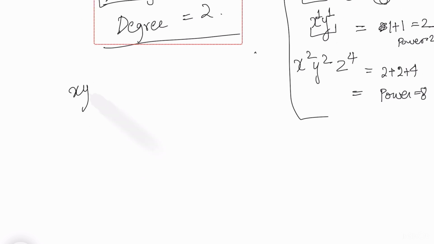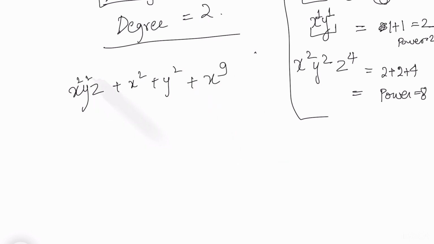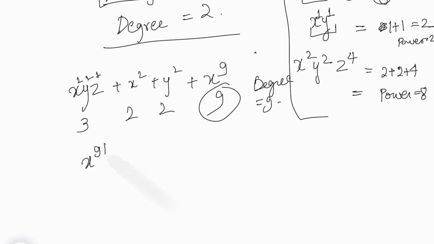Suppose I've taken another expression. You can easily see it is 1, 1, 1. When you have multiplication, powers get added, so 1 plus 1 plus 1, its power is 3. This one is 2, this one is 2, this one is 9. The highest is 9, so the degree will be 9. I think it's very easy.